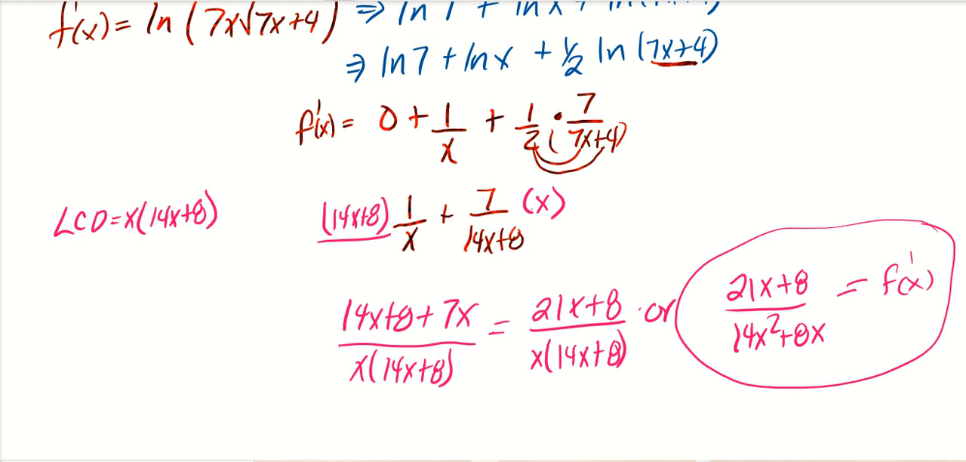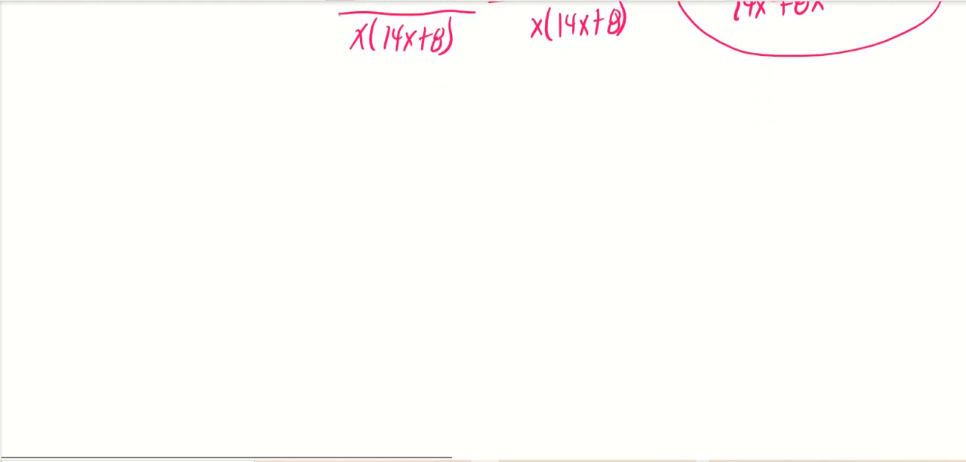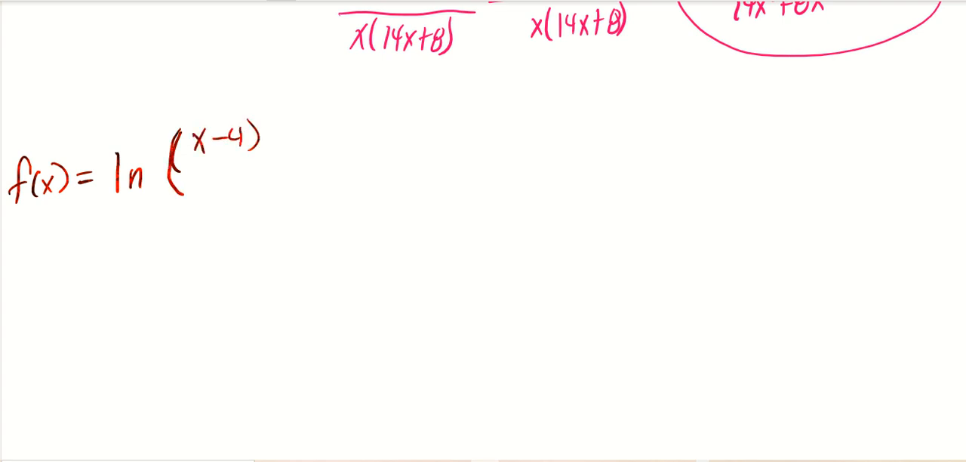Now let's do one or two more, since the video is already at 8 minutes. So let's look at, let's do this one. F of x equals the natural log of parentheses x minus 4 squared divided by negative x minus 3 squared.